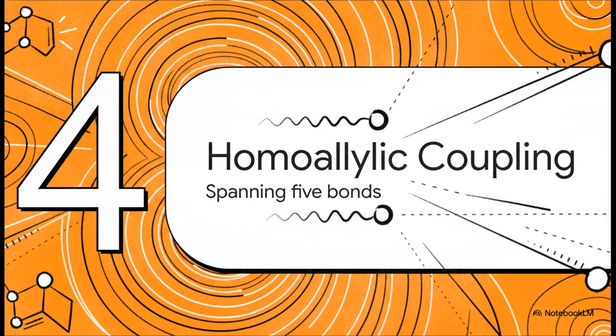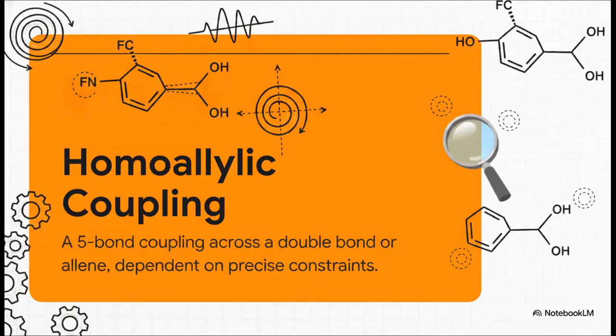All right, section 4, homoallylic interactions in alkenes. Let's see how all of this builds when we zoom out even further, extending our view to a 5-bond distance. This brings us to homoallylic coupling, a 5J interaction. Here, the coupling is extending across a double bond or an allene system.